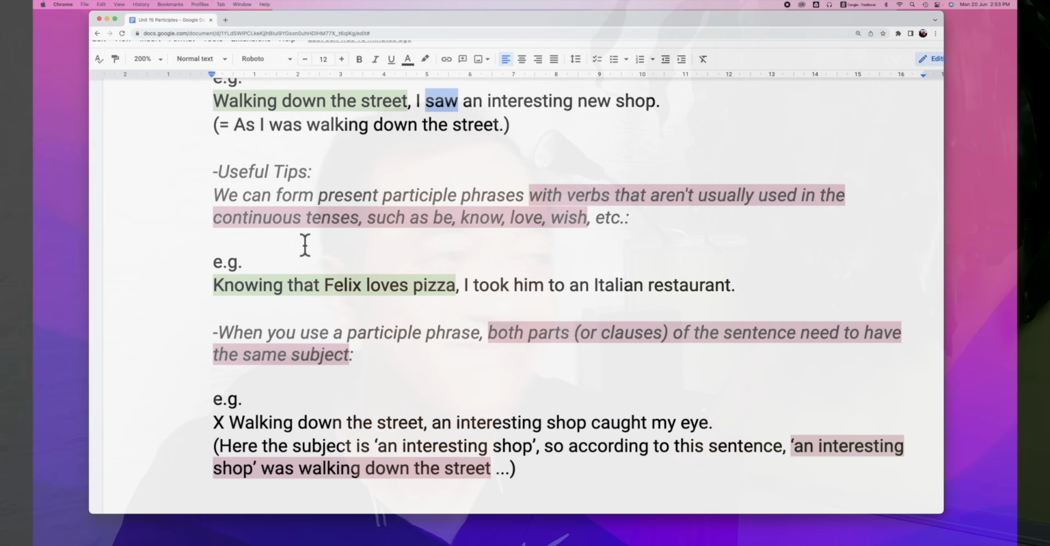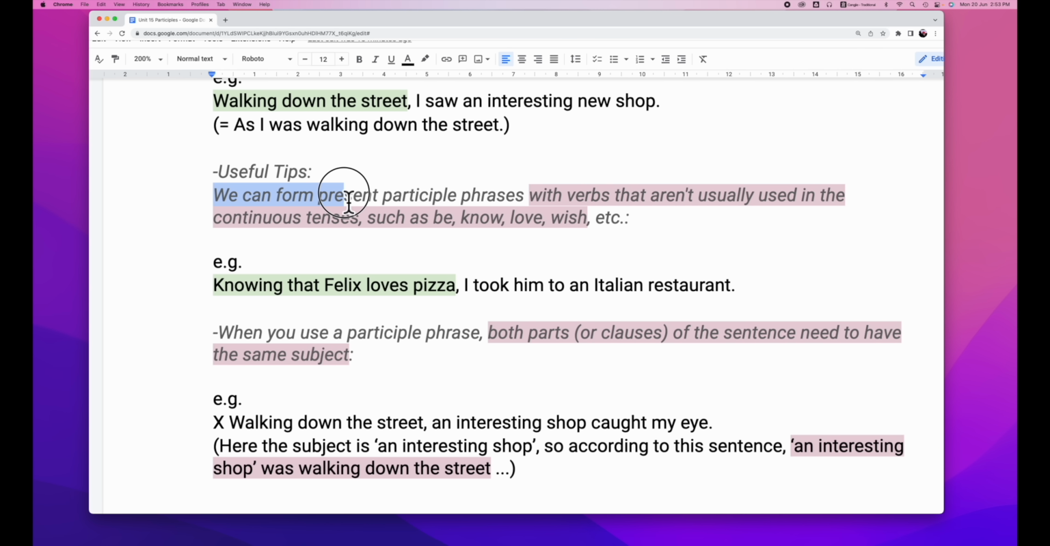Now, there are some very useful tips while we are using present participial phrases. Let's take a look. What is it? We can form present participial phrases with verbs that are usually used in continuous tense, such as be, work, know, and love, as well as wish. Example: knowing that Felix loves pizza, I took him to an Italian restaurant.